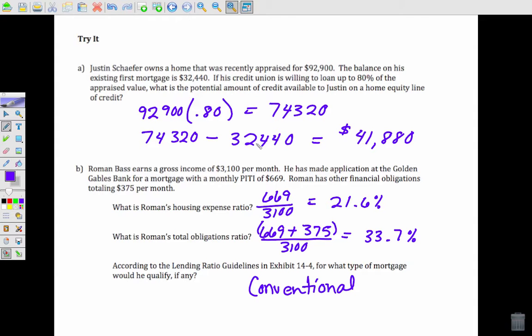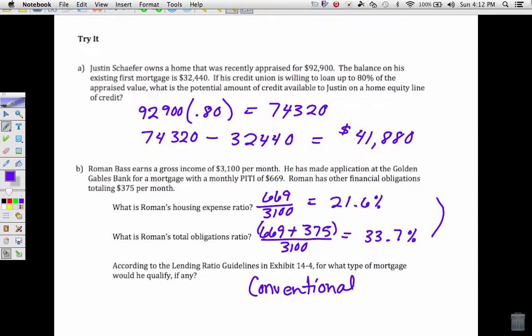All right, these are the results. You can see here that for that second mortgage, Justin Schaefer can borrow up to $41,880. And on the last one here, these percents lie within the conventional percents. And that's it for this chapter. That's our last video for Chapter 14.